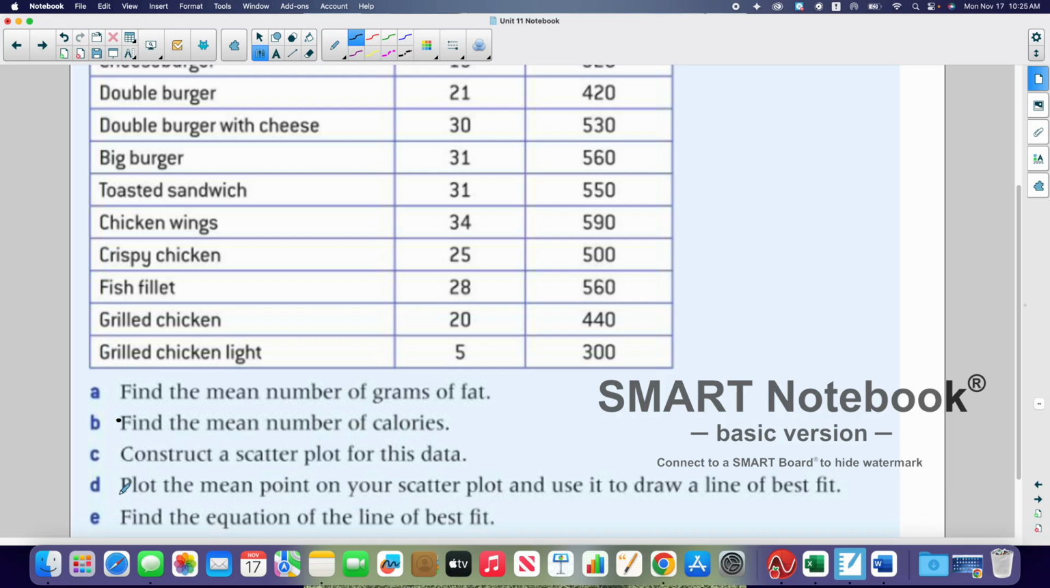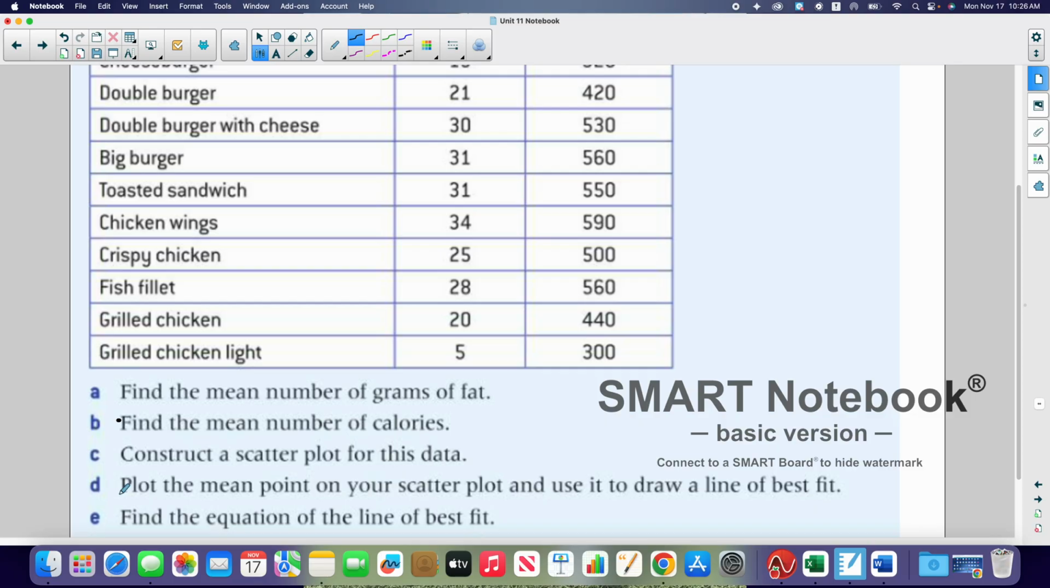That's where they have to intersect. My line of best fit has to go to that point. So if I were to ask you to do something like this on a quiz or test, and I ask you to find the mean X and the mean Y, and you draw a line of best fit and you don't draw it through the mean, then that's not correct. Okay? So your line of best fit, your regression line, has to go through that mean. All right? So if you sketch it, it's got to go through there. Okay? Plot the mean point on your scatter plot, use it to draw a line of best fit.